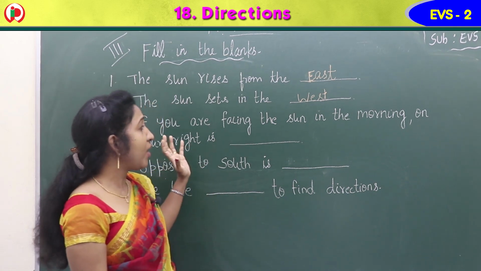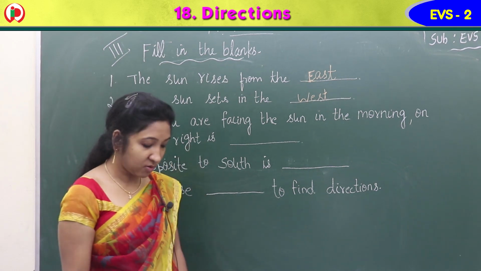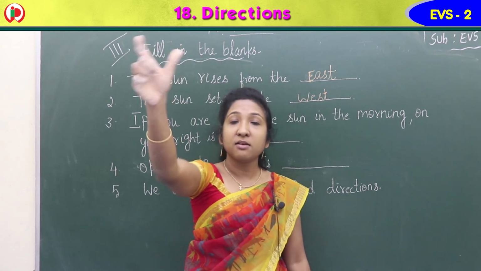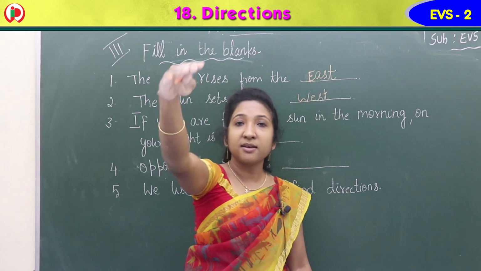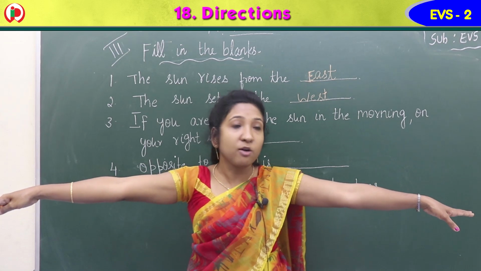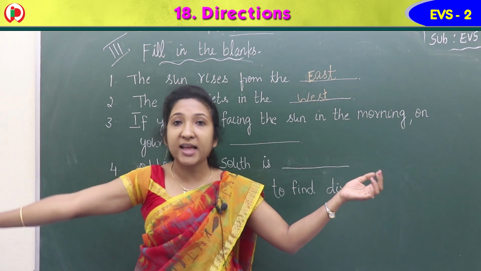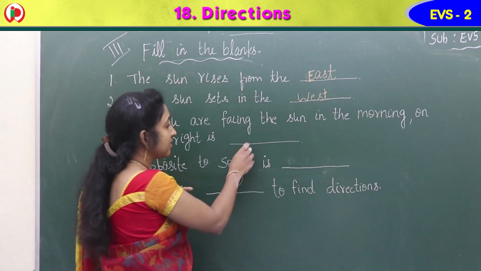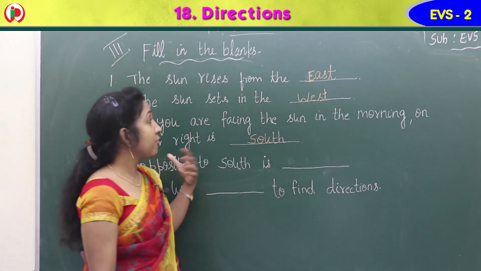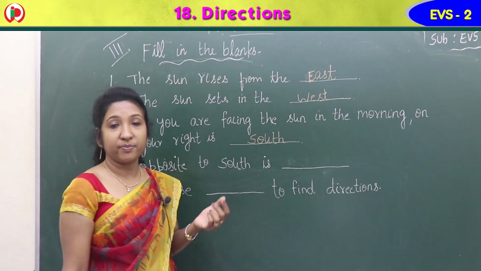Now third, if you are facing the sun in the morning, on your right is dash. On the right, which direction can you see? You are facing the sun in the morning. Sun rises in the east. So this is east. Behind you is west. Left is north. Right is south. So which direction will come on the right side? It is south, isn't it? S-O-U-T-H, south. So if you are facing the sun in the morning, on your right is south.